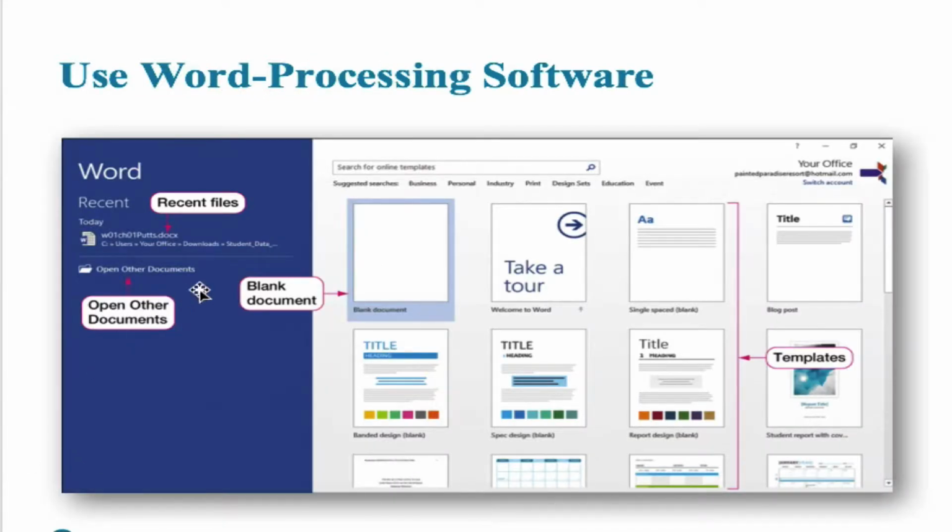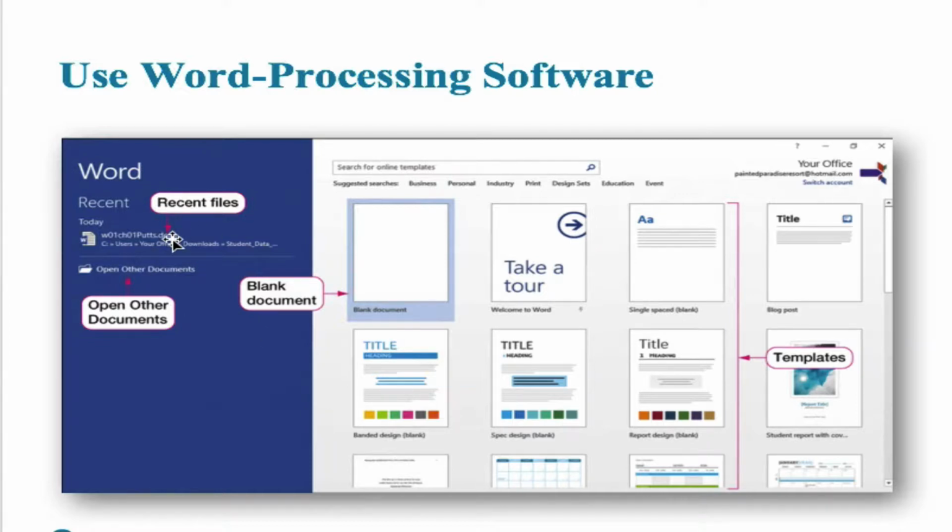So we start off with recent files. So when you open up Word, which we'll do in class, it will look a little bit different if you're using Open Office. If you're using Word, if you're using Windows or if you're using a Mac. The visual preference will be similar, but not exactly the same.